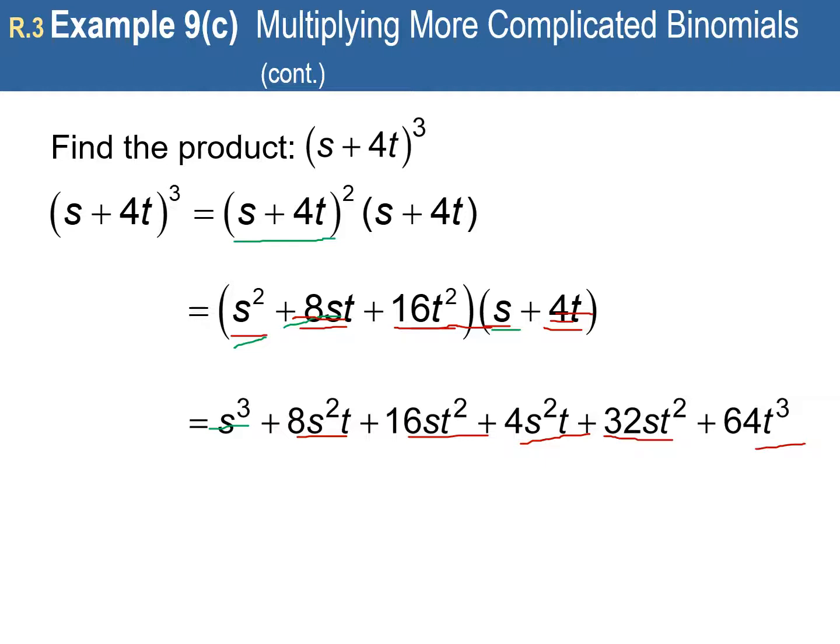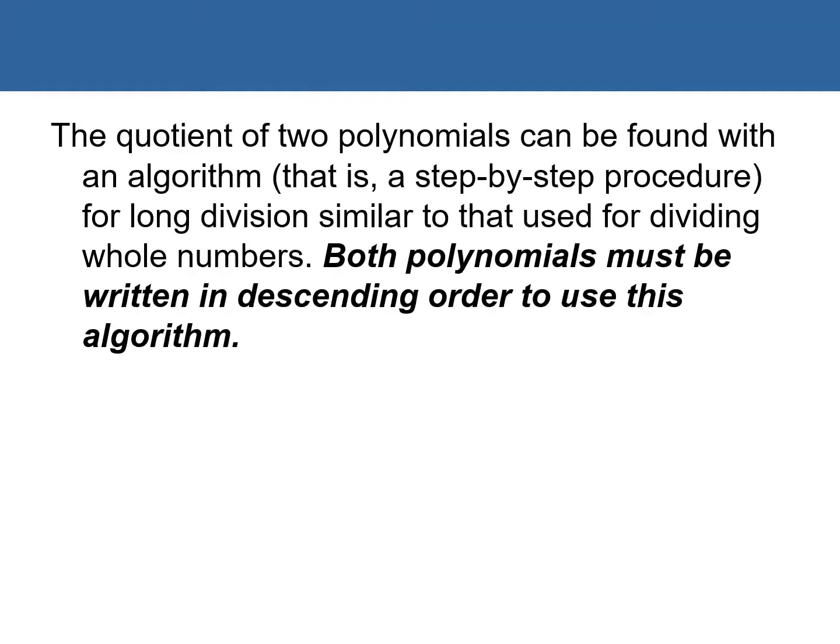I hope you realize it doesn't matter. You don't have to do the first one, second one, third one exactly as is every time, but you do need to find a pattern that works for you. Now you collect like terms. So you get s cubed plus 12s squared t plus 48st squared plus 64t cubed.